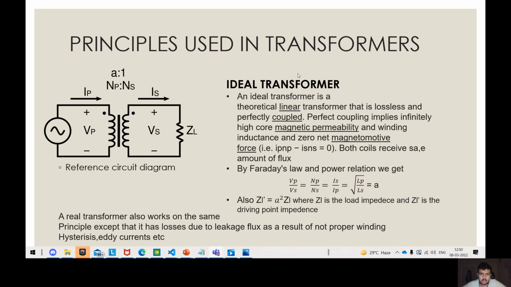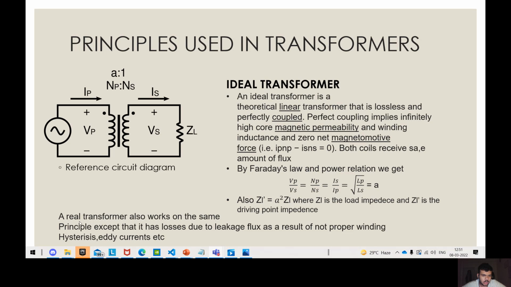Now we are talking about an ideal transformer. An ideal transformer is a theoretical linear transformer that is lossless and perfectly coupled. Perfect coupling implies infinitely high core magnetic permeability and winding inductance at zero magnetomotive force. Both coils receive the same amount of flux. By Faraday's law and the power relation, we get this. This is the basic power law, the basic relation for transformers. Also here, ZL dash is the impedance of the driving point load, and ZL is the normal load impedance, and A square is this parameter which we have defined.